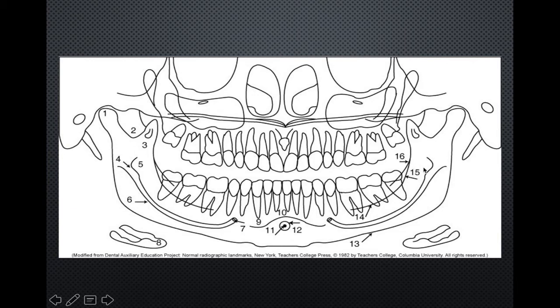So remember, external oblique line is above the internal oblique line. Exit signs above the door. So that means we know number 16 is above number 15. So 16 is external oblique line, 15 is internal oblique line.